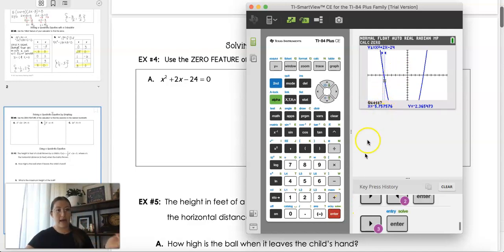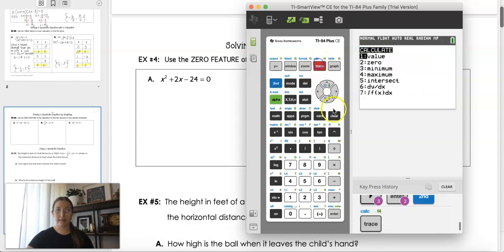It says, you want me to guess? Press enter. And then it tells you, okay, you have a zero at -6. So my first zero is at -6. Okay, now you have to do that whole process again for your next one.